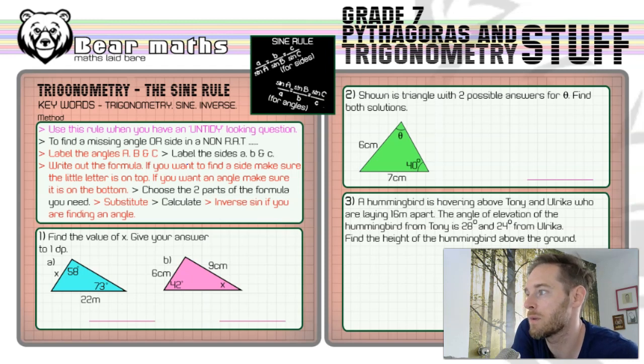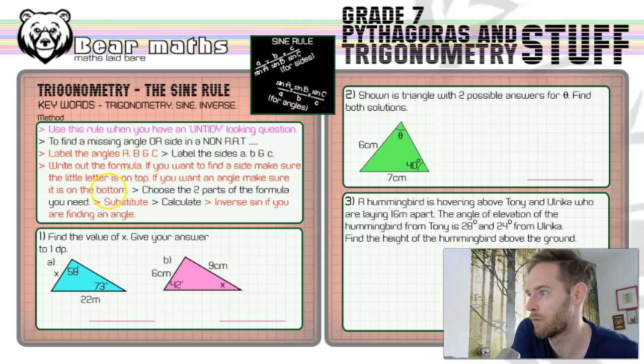Now, to find a missing angle or side in a non-right angled triangle, you label the angles A, B and C, and you label the sides little a, little b, little c. Write out the formula, and you have to decide what version of the formula you want to use. In this black box up here, I've got the sine rule for sides and the sine rule for angles, and it's almost identical. You see the little letters are on top when you want to find the sides, and the little letters are on bottom when you want to find the angles.